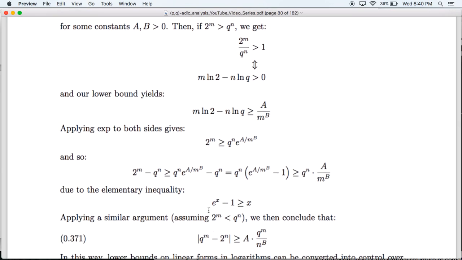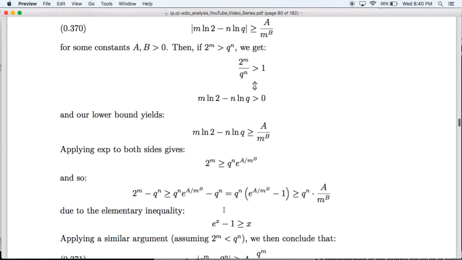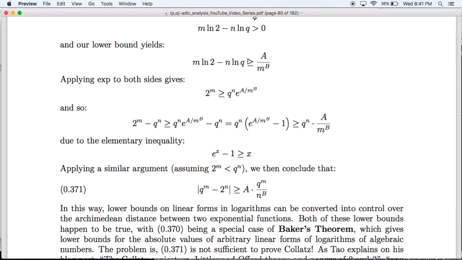Applying a similar argument in the case where 2 to the m is smaller than q to the n gives us the following lower bound. In other words, the lower bound on this linear form of logarithms tells us that we have a lower bound on the difference between a power of q and a power of 2. In particular, it's proportional to q to the n over m to the b.